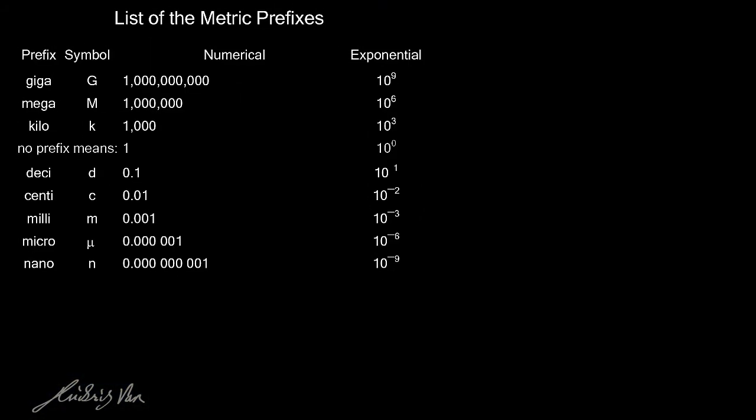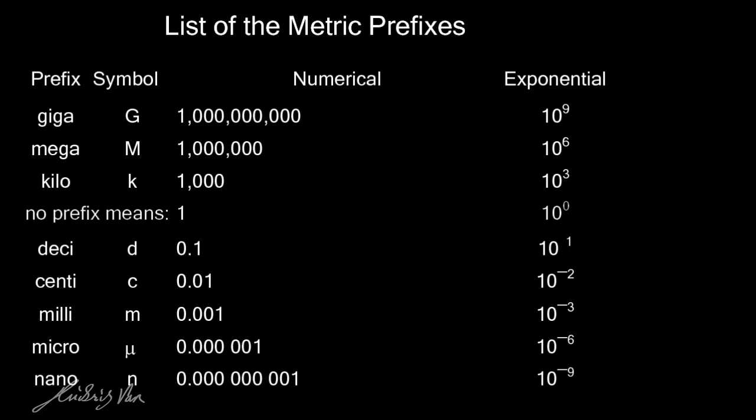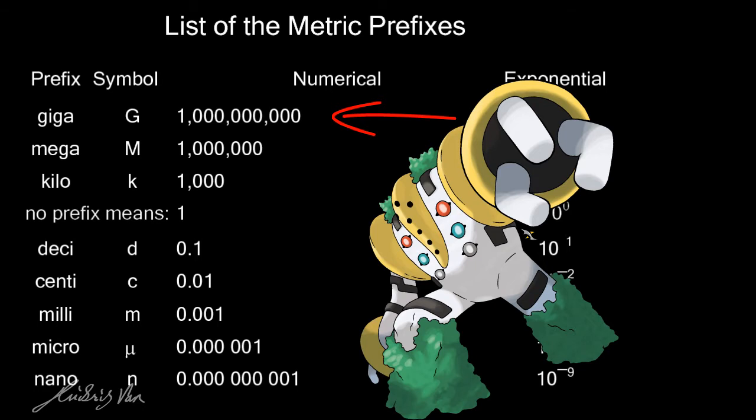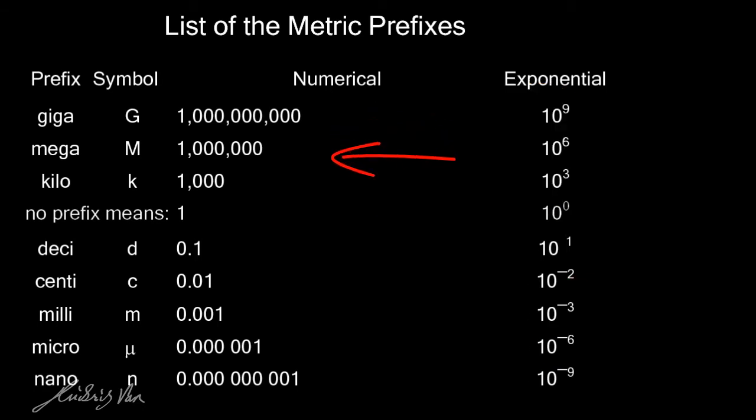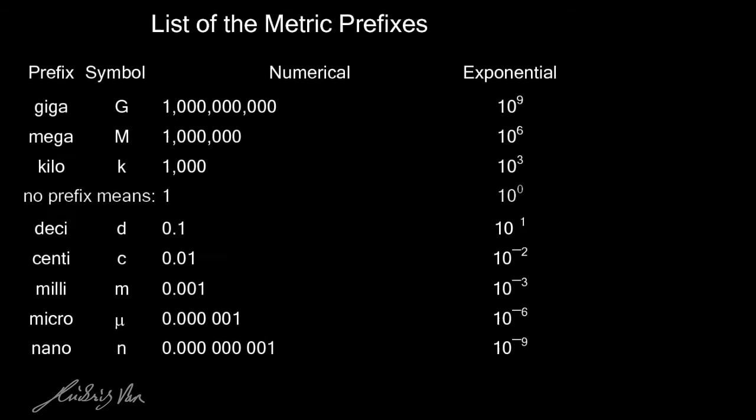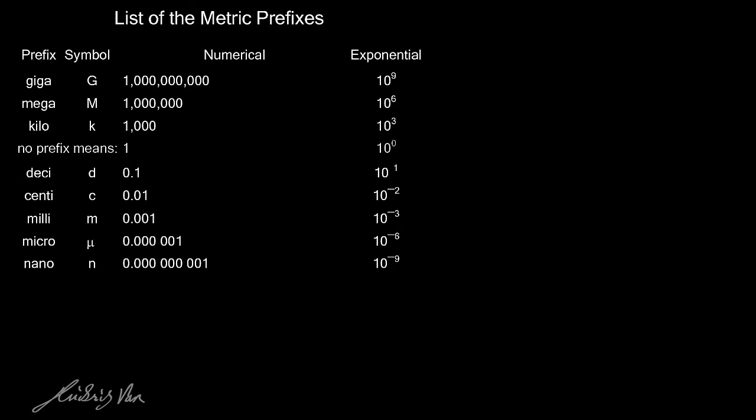So this table is probably familiar to you. You have 1 here, and if we move up, we stumble upon kilo, followed by mega, and finally a wild Giga will appear. If we go south, we will encounter deci, centi, milli, micro, and nano. So how do we go about memorizing them?